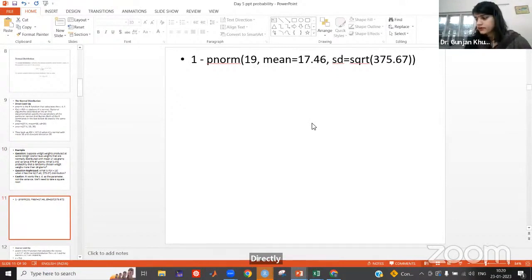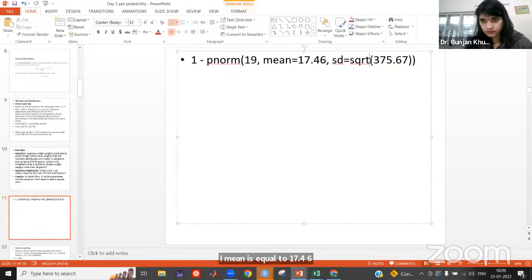Just a minute. Mean is equal to 17.46. Actually, shifting takes a little time from one window to another. Yes. Please tell the answer also.